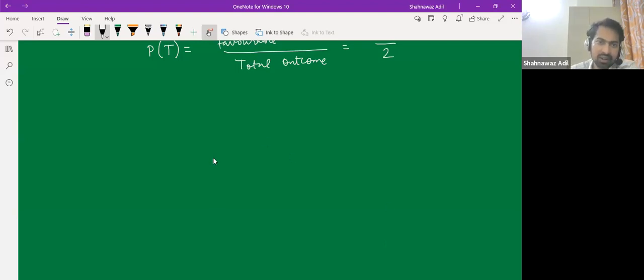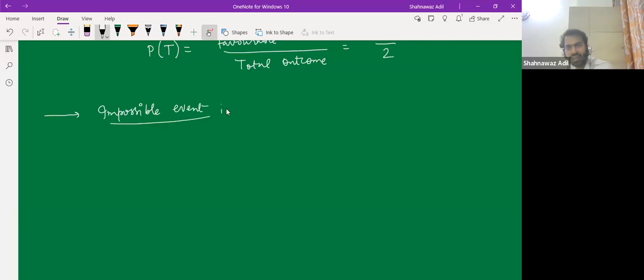Oh, first let us learn about some definitions. So the first one is called the impossible event. Right. So if I toss a coin, and I ask you what is the probability of getting the number 5, so what can be the probability? Zero, right? Because I cannot get 5, right? So what is the favorable outcome for getting 5? The favorable outcome is 0, right?